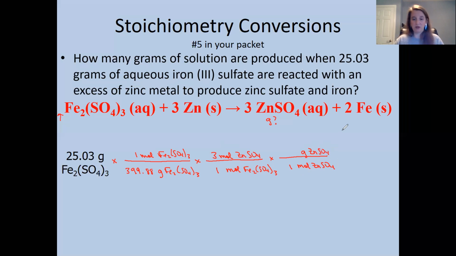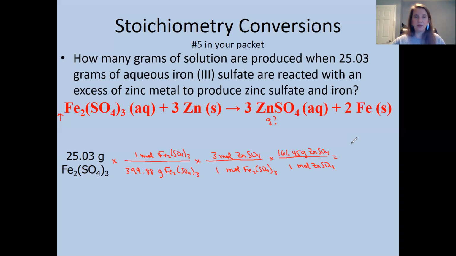So that means we're going to go back to our periodic table using the mass of 1 zinc, 1 sulfur, 4 oxygens, which is 161.45. We are going to go ahead and solve.